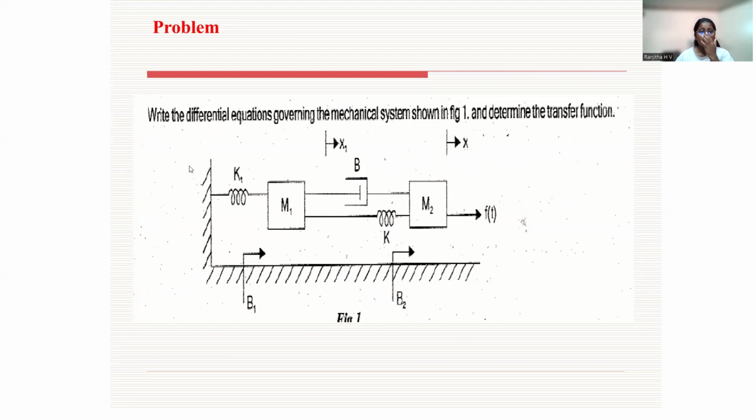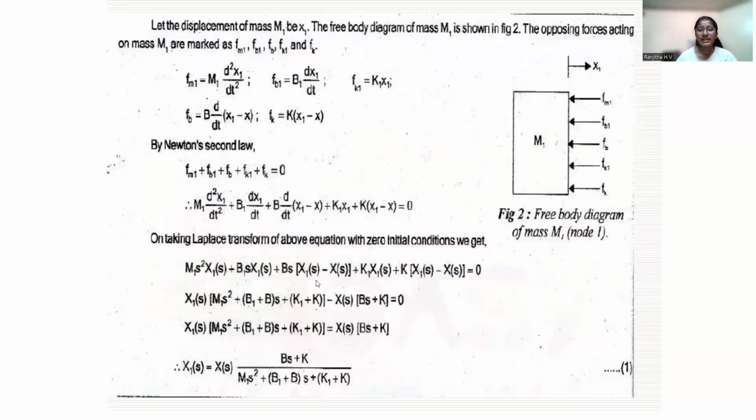Then next we are going to discuss some example problems for this. Write the differential equation for the mechanical system and determine the transfer function. Here we can see this picture. K1 is acting on M1. B1, B3 and K are applied onto M2 and also M1. These two, B and K, are acting on both M1 and M2.